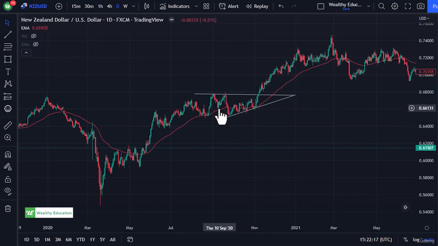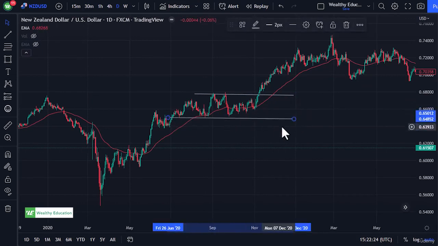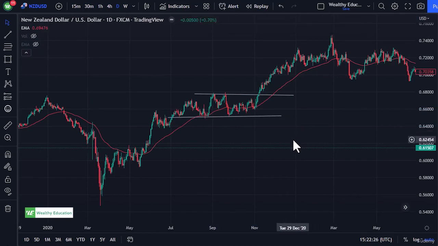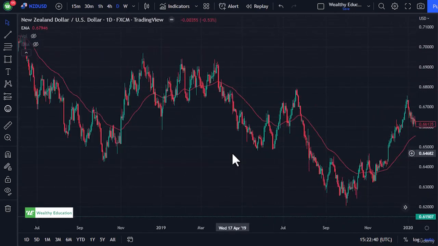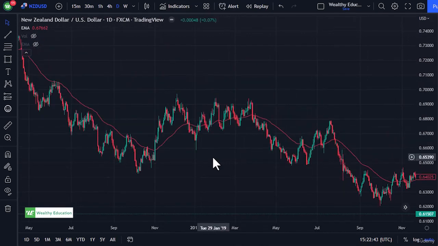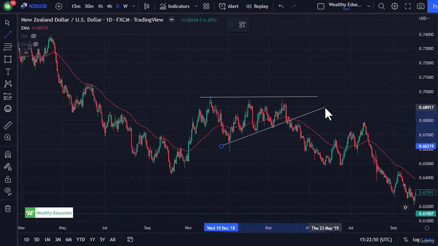Here's the thing, though. A lot of times these patterns can be multiple patterns at the same time. You could also make a relatively strong argument that, hey, this was also a rectangle. The height of the triangle, the height of the rectangle are the same. So really, at the end of the day, it doesn't make any difference. I just wanted to show you that one doesn't necessarily supersede or preclude the other from being reality. Here is an ascending triangle that failed.